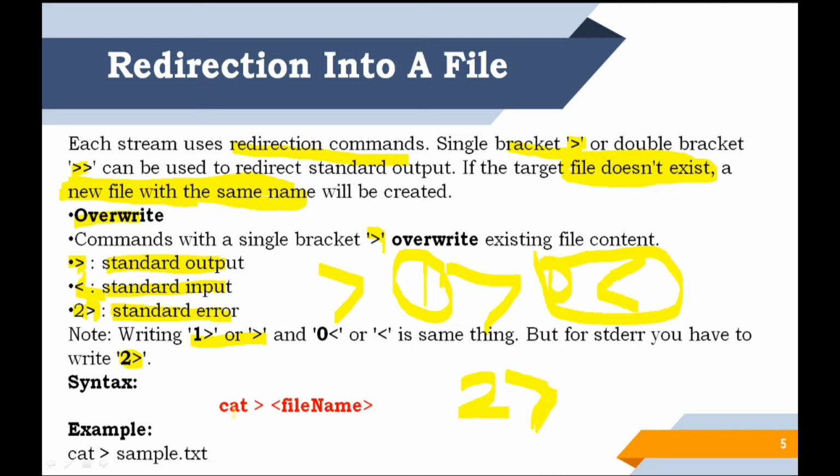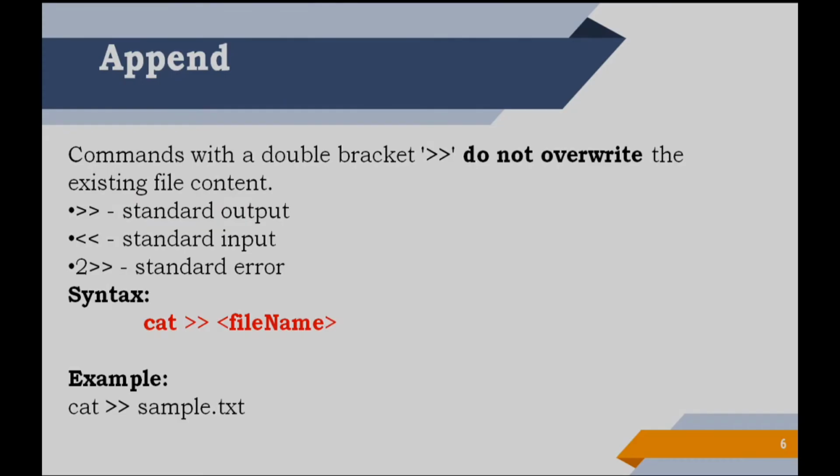See here how we are going to use the syntax. Here you write any command, then the standard output redirection, then the file, because you are redirecting to the file. See the example: cat sample.txt. This we have already seen. Whatever we write in the terminal will be redirected to my sample.txt. Then next is append.